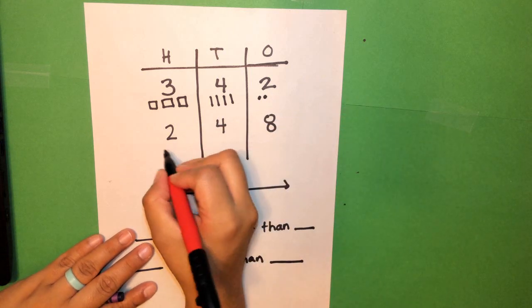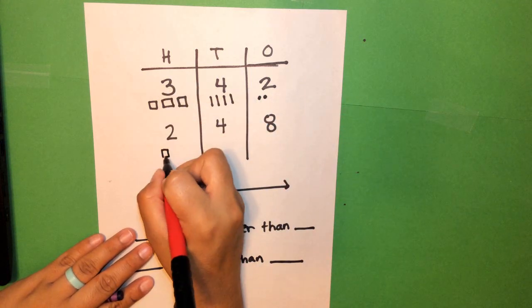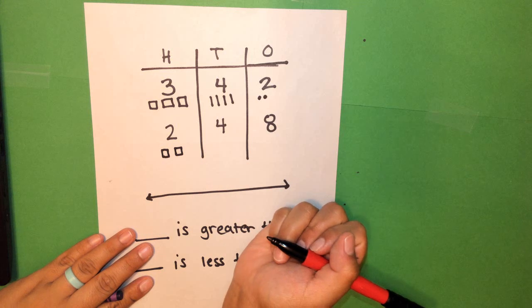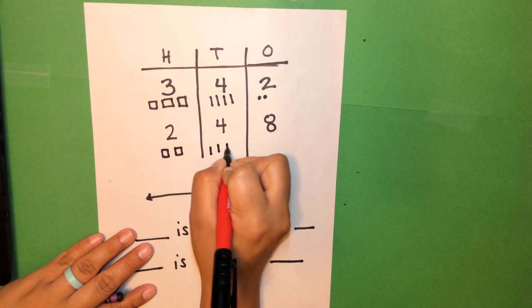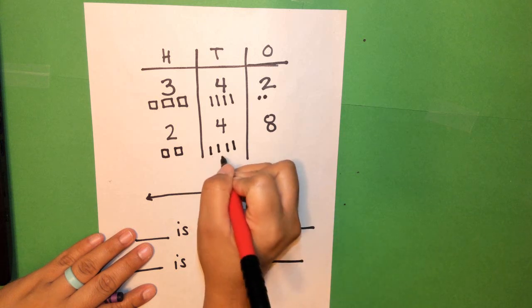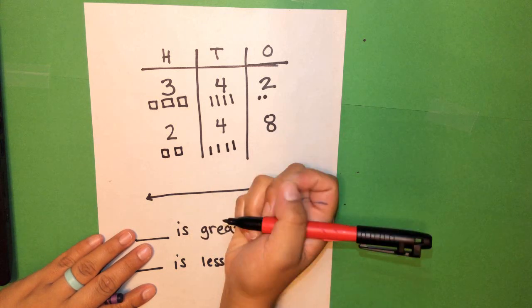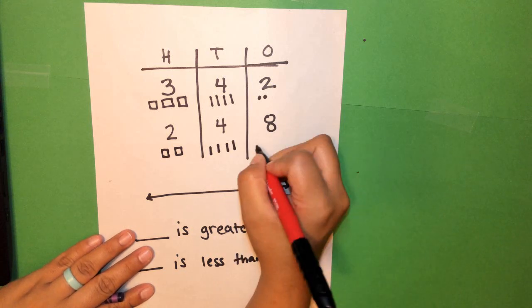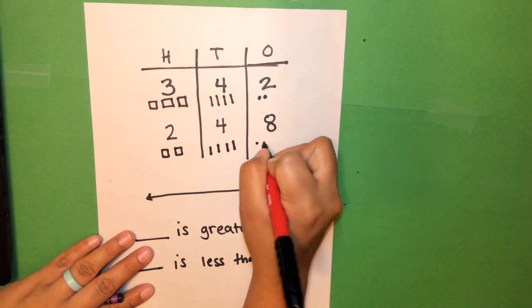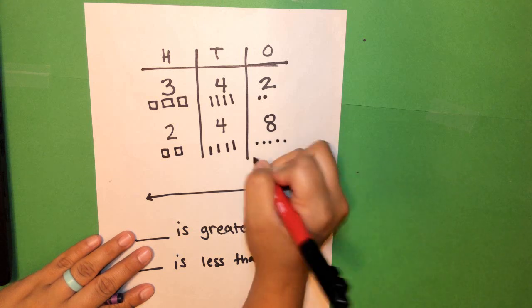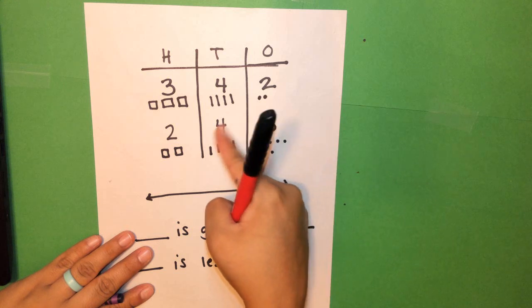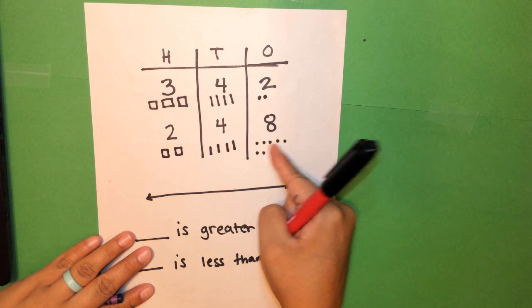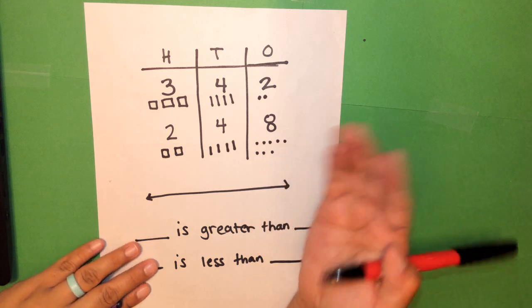Then you should have had 2 groups of 100, 100, 200. And then 4 groups of 10, 1, 2, 3, 4. So if you skip count, that's 10, 20, 30, 40. Remember, that value is very important. And then 8 ones, 1, 2, 3, 4, 5, 6, 7, 8. Please don't forget, when you are doing your ones or your tens, you need to put your units in groups of 5 so that you can subitize and be able to skip count easily.